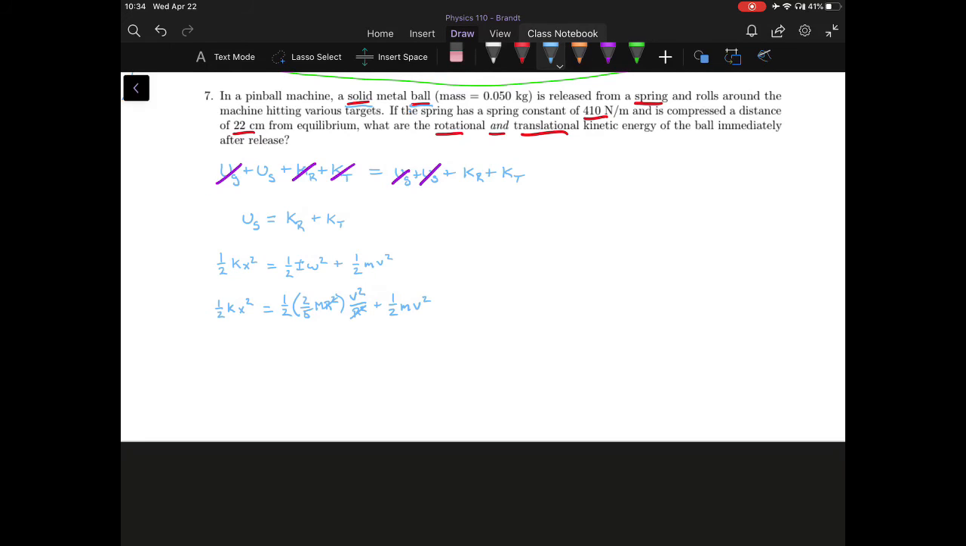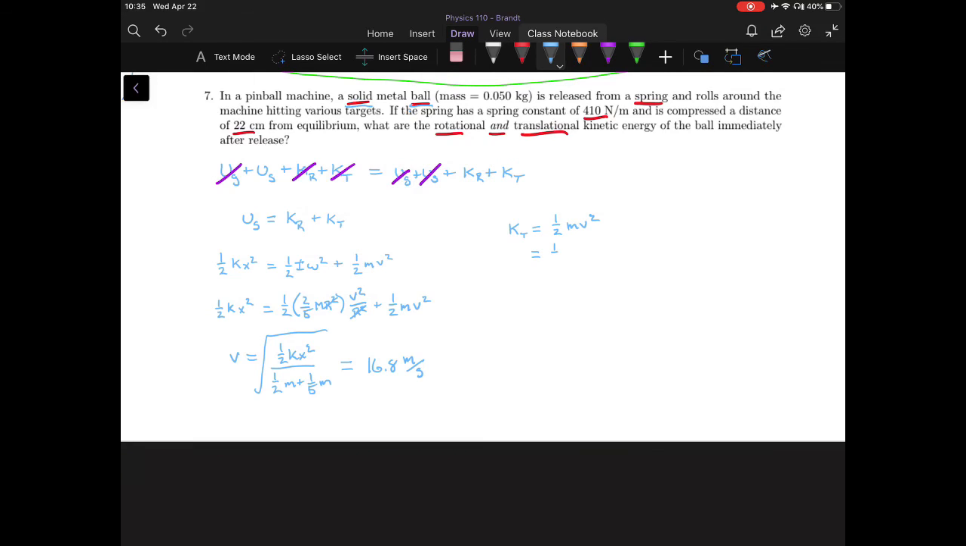If we just manipulate this algebraically first, what we should wind up with is velocity equals 1/2 kx squared over 1/2 m plus 1/5 m, all under the square root. And if we were to plug all these numbers in, what we should wind up with is 16.8 meters per second. Translational first, 1/2 mv squared.